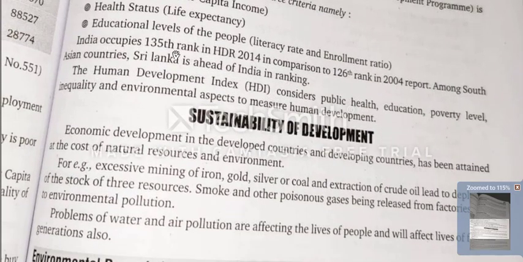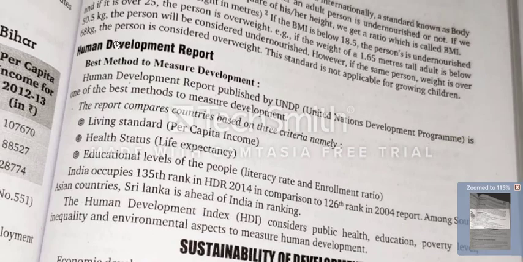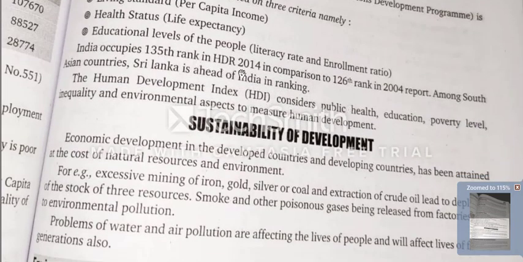India occupies 135th rank in HDR. HDR means Human Development Report. According to HDR, in 2014, India occupies 135th rank, in comparison to 126th rank in the 2004 report. In 2004 it was 126, but in 2014 it was 135th. Among South Asian countries, Sri Lanka is ahead of India in ranking. Ahead means in front of India in ranking.